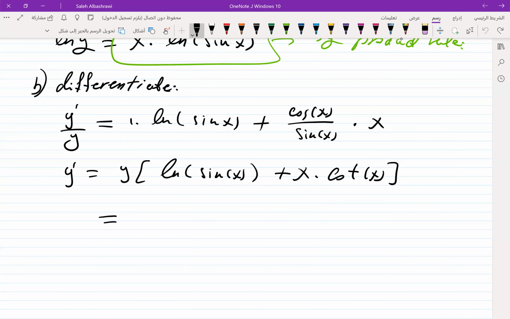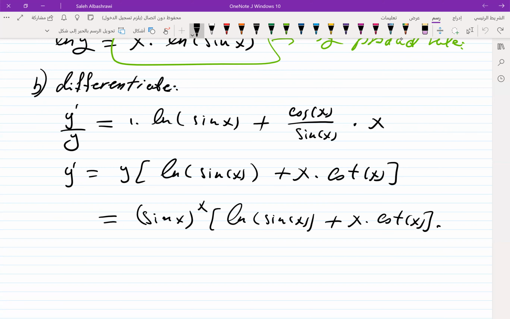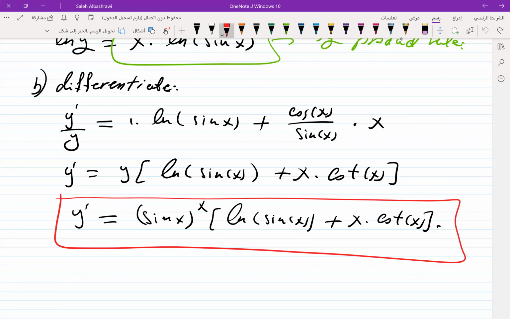Or I can simply write it as sine x to the power x, because y is sine x to the power x, multiplied by ln of sine x plus x multiplied by cotangent of x. This is the derivative of the given function. Again, if you are given a function to the power of another function, just take ln to simplify it. One more example.